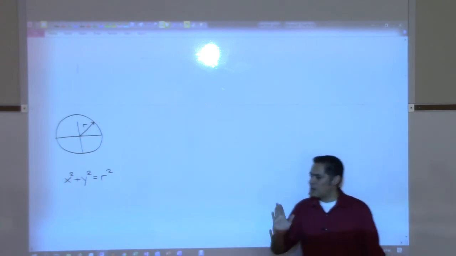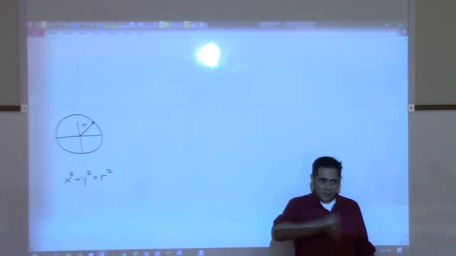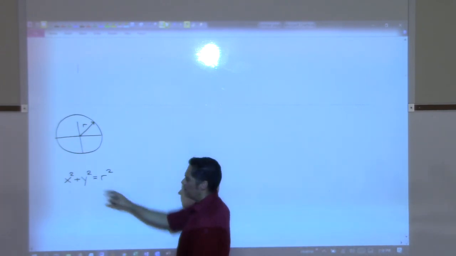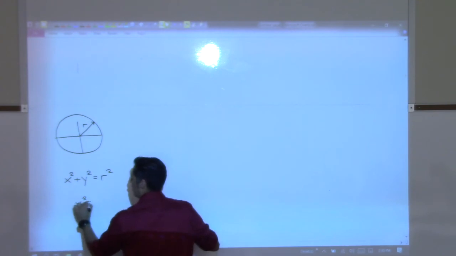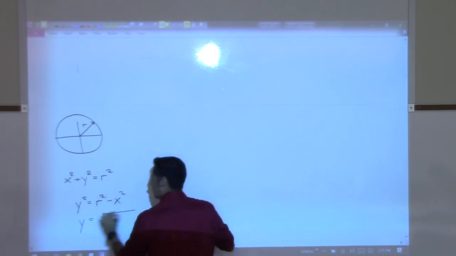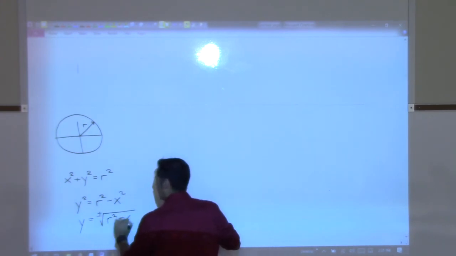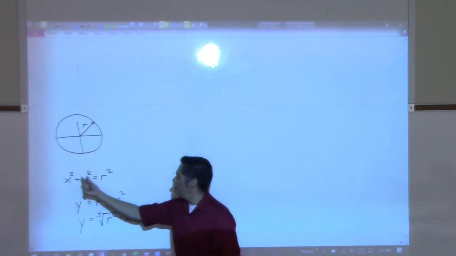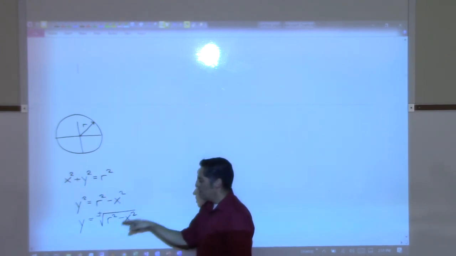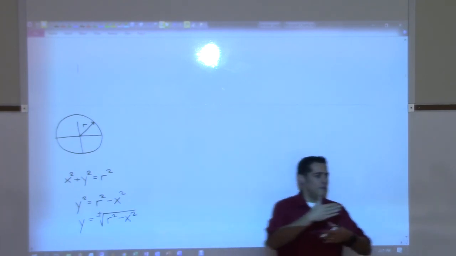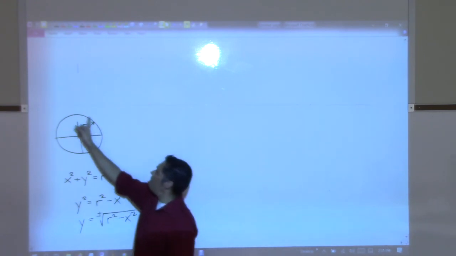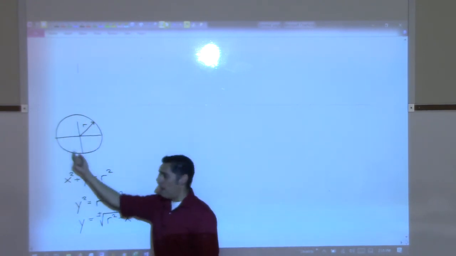Is a circle a function? No, it fails the vertical line test, right? However, could you solve this for y? Yes. Then you would have to take the square root on both sides. So all I'm doing is moving the x squared to the other side, and then taking the square root of both sides. So now this gives us 2 functions, a positive root and a negative root. The positive root draws the top half of the circle. The negative root draws the bottom half of the circle.